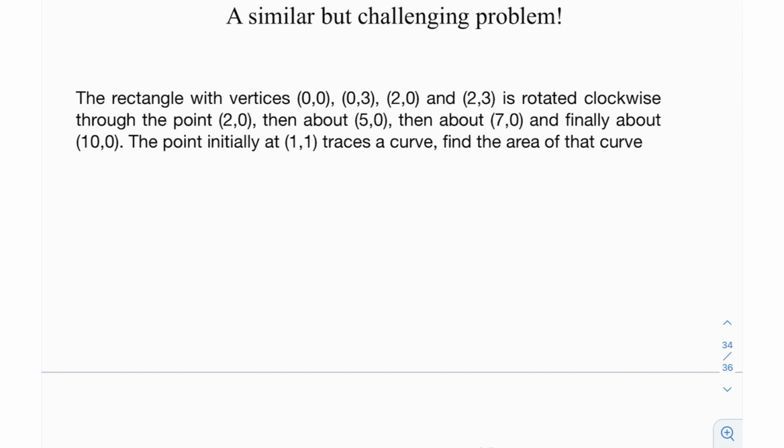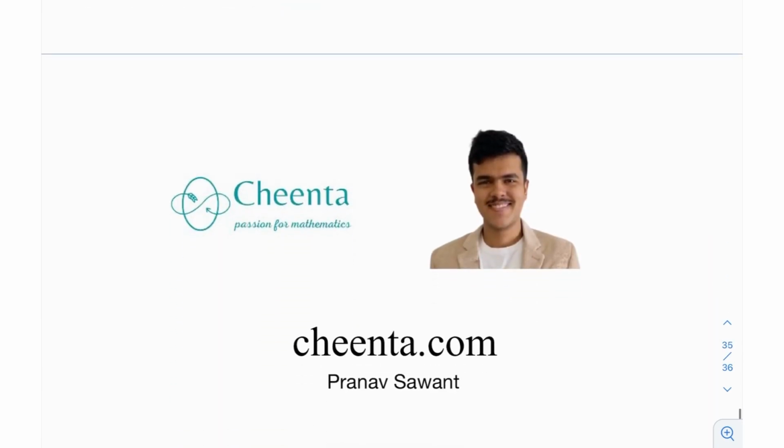So we're analyzing the trajectory of that one particular point, just like the point on the parabola in our question. It's the same thing for the point (1, 1), which traces a curve, and we need to find the area under that curve. So try this out, and if you're able to make any progress on it, or if you're able to solve it, let me know in the comment section. Until then, I'll see you in the next video. Thank you very much, and bye-bye.